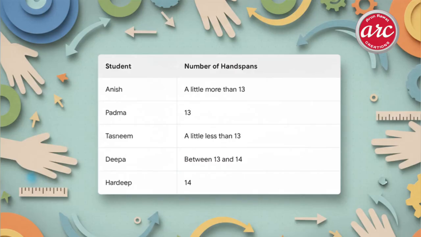And this is where things get weird. Just look at these results. Anish got a little more than 13 handspans. Padma got exactly 13. Tasneem got a little less than 13. And Hardeep, he got 14. What? How is that even possible? They all measured the same exact table, but their numbers are all over the place.